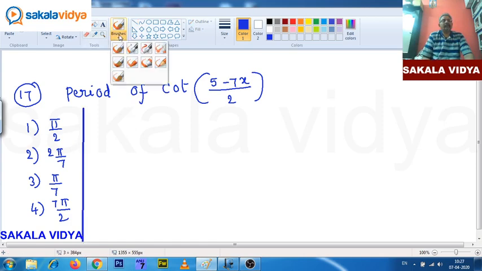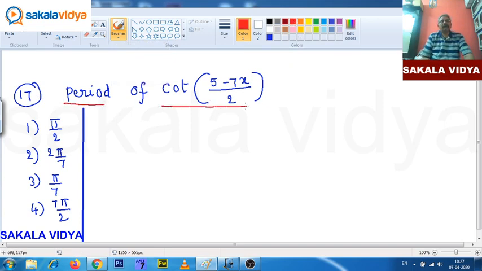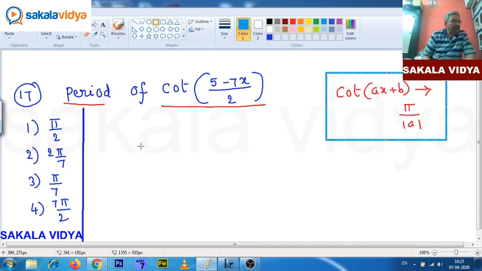Okay, let us make a plan to solve this one. We need to find the period of cot of (5 minus 7x) by 2. Here we have one formula for the period of cot of ax plus b. Already we have discussed this formula. The period of cot of ax plus b is pi by mod a. This you remember.